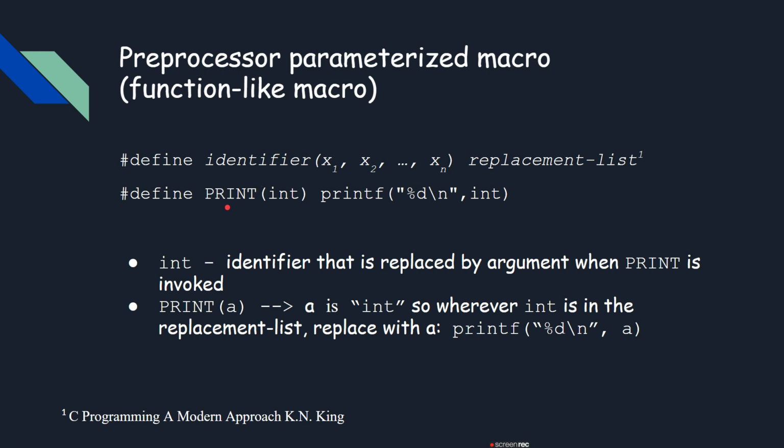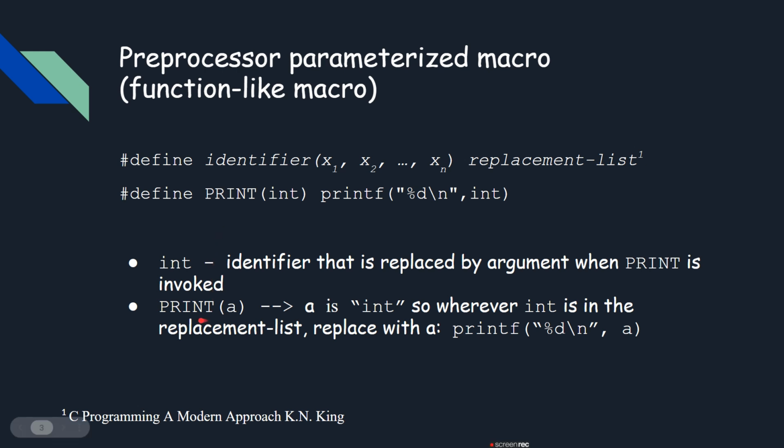In this example, we have #define PRINT in caps that has one argument called int, white space, and then we have a call to the printf function from the standard IO library that will take the int argument as the argument for the printf call. Now int will get replaced as the argument of the printf call whenever PRINT, the preprocessor parameterized macro, tongue twister there, gets invoked.